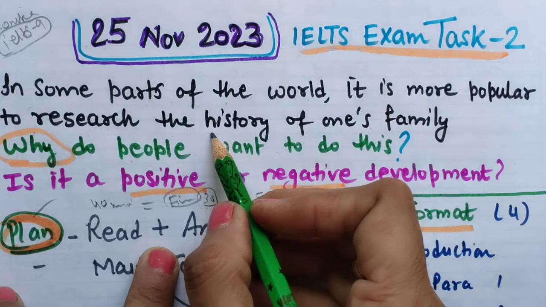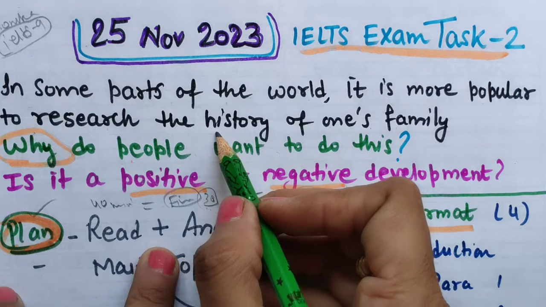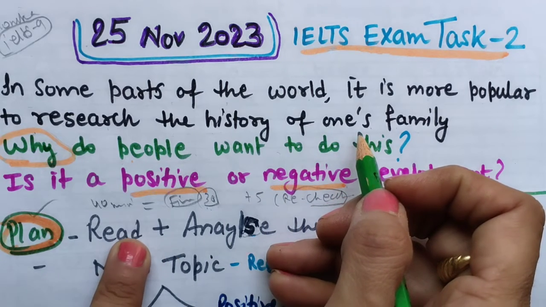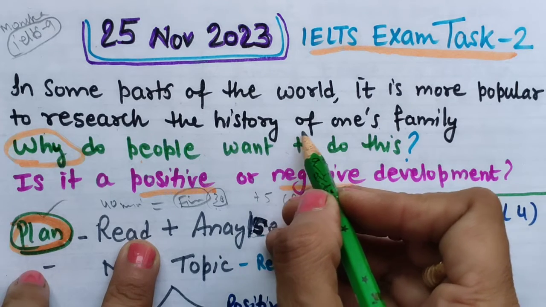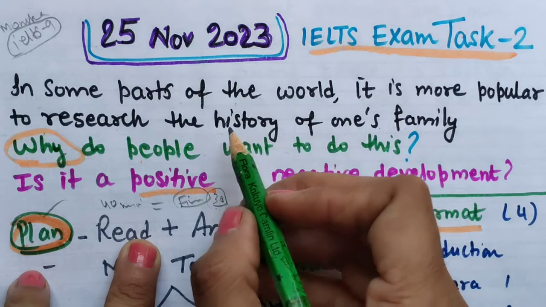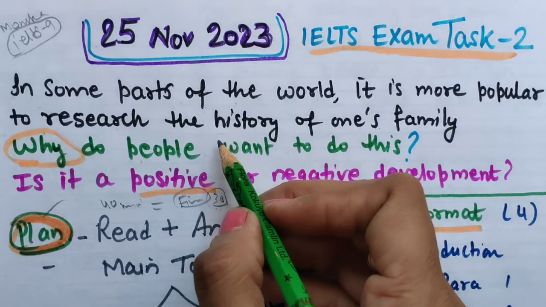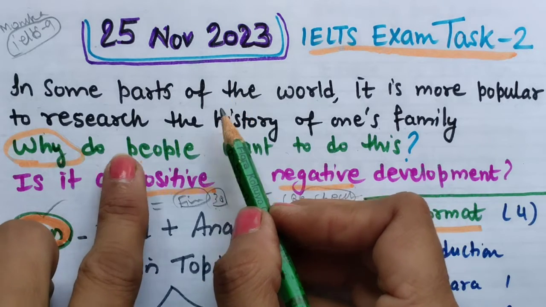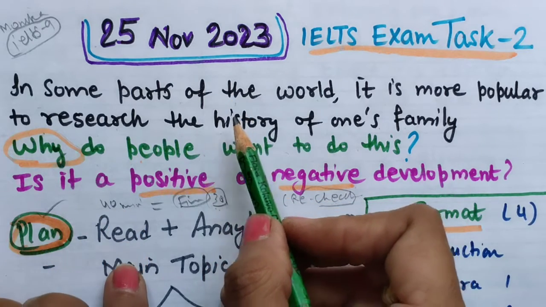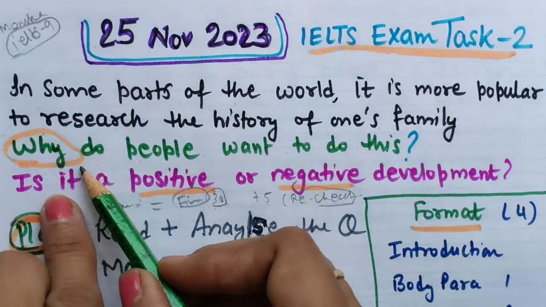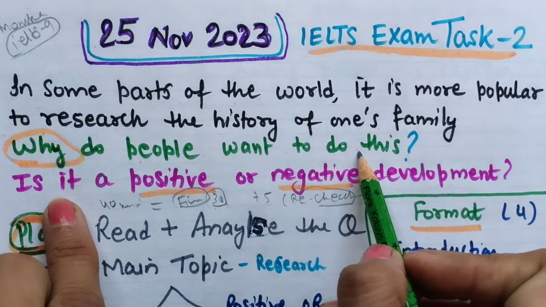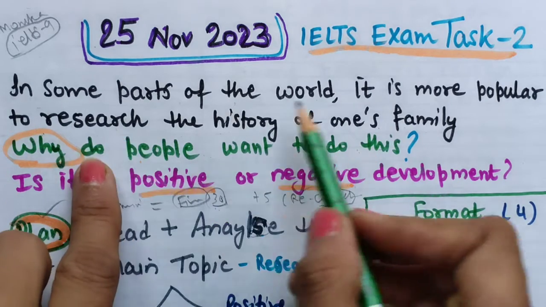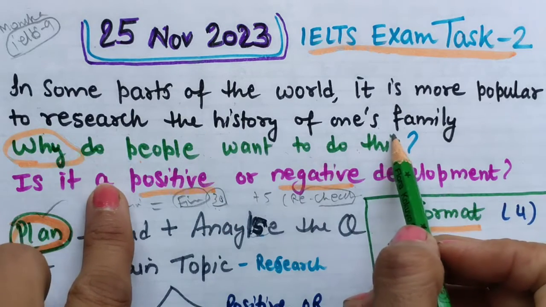This may be a new concept for many IELTS test takers, but don't worry about it. To know the history of a family is not a difficult task. So why do people want to do this? Just as I was analyzing the statement, you also have to analyze the statement in a different way. He is asking why people want to do this, meaning the reasons why people want to do this activity. Which activity? To do research about family history.